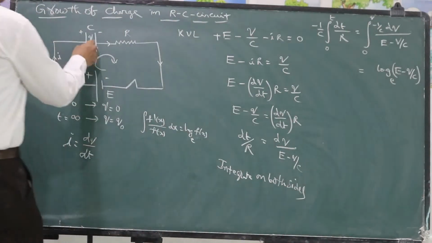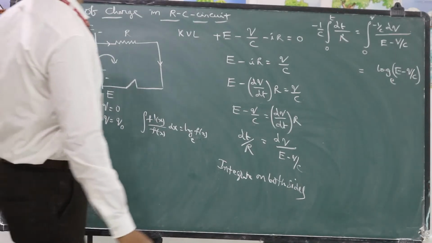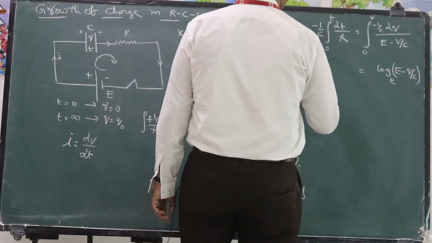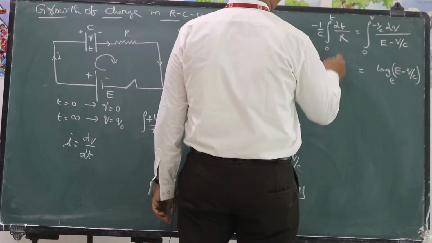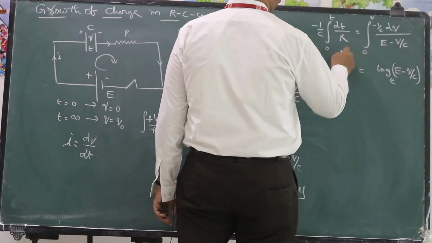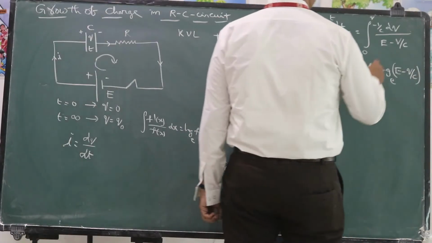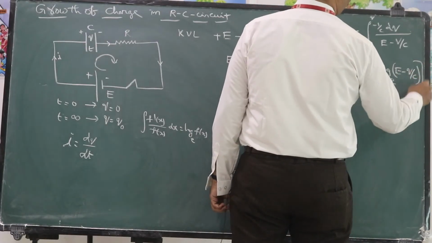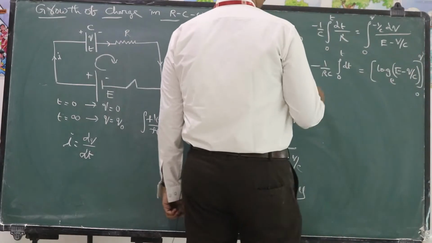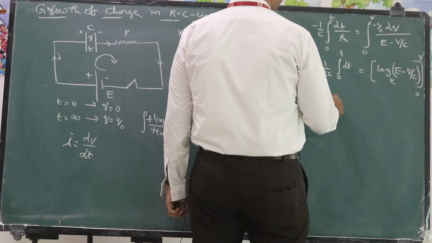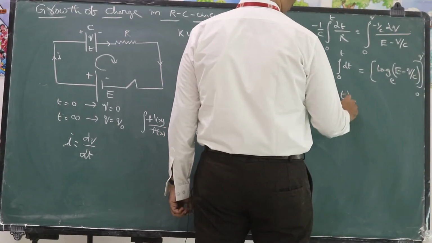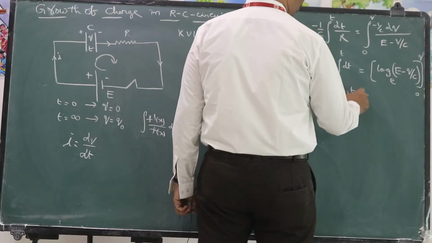After t time, the charge in the circuit is q. Now, here minus 1 by RC will be the constant, integration 0 to t dt. This side, the limits are from 0 to q. Integration and derivative get cancelled. You are left with the t. Limits are from 0 to t.